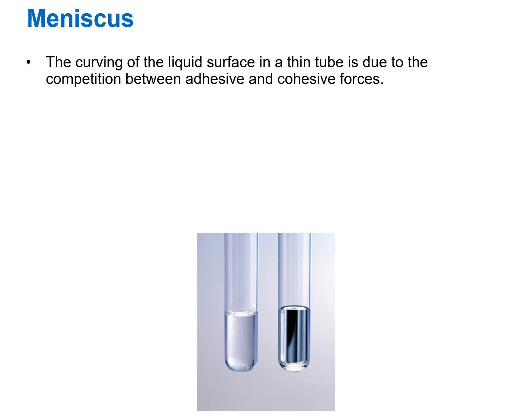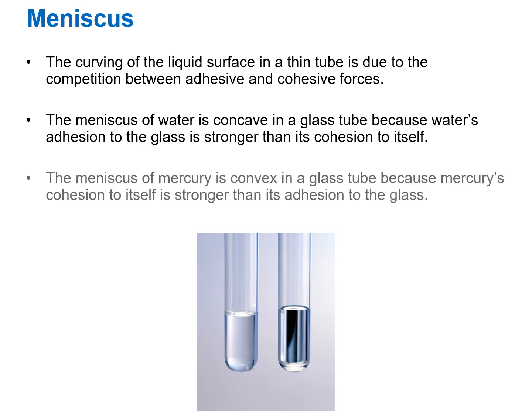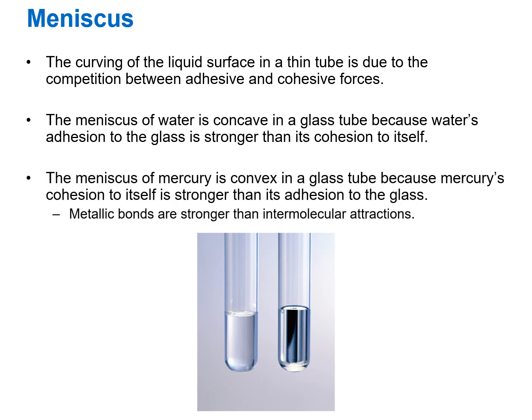Well, when we think about what's at work to create the meniscus, it's the interplay between cohesion and adhesion. So we might conclude by looking at these two that water has a stronger adhesion to the glass than to itself. So we could say that water's adhesion to glass is stronger than its cohesion to itself, and as a result it's rendering this concave meniscus. From this we could conclude that just the opposite is true for mercury, that mercury has this convex shape because mercury is more attractive to itself than it is to those glass walls.